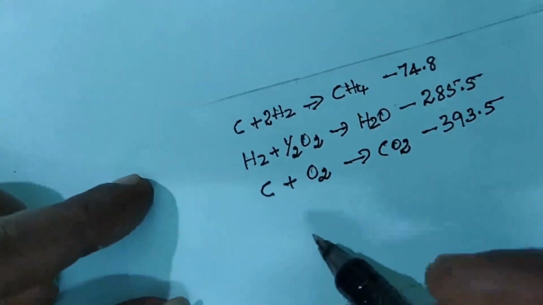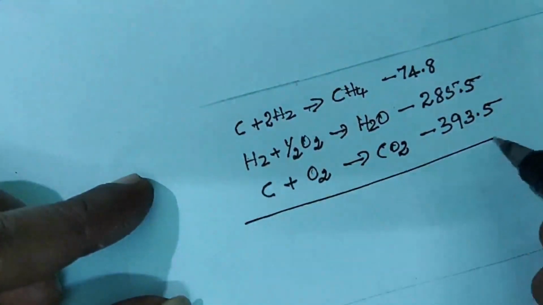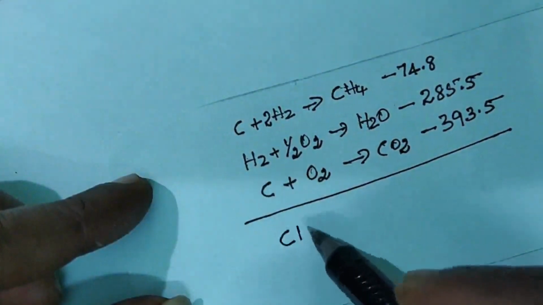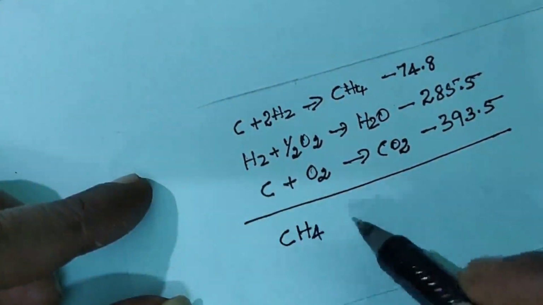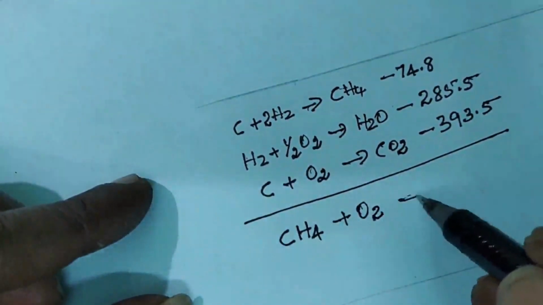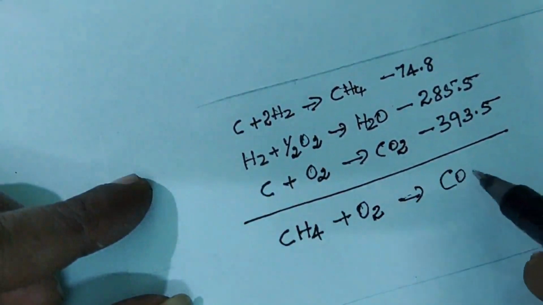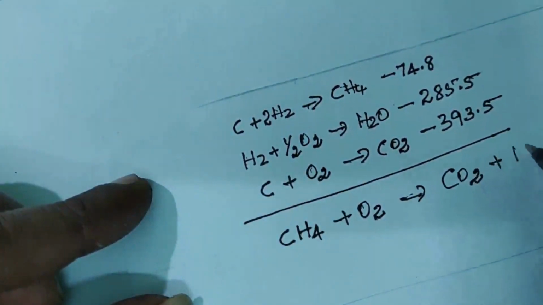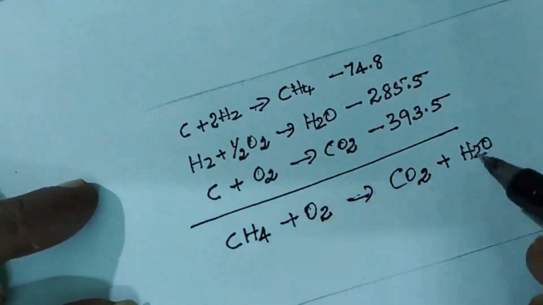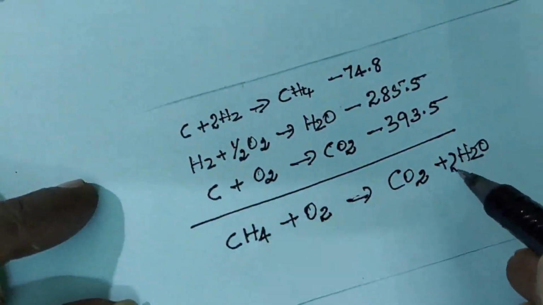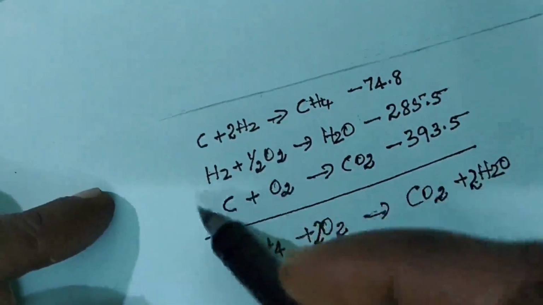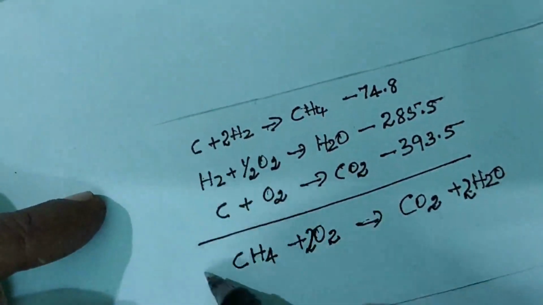So by using this data, calculate the combustion of methane. Combustion of methane means CH4 burning. The products are carbon dioxide and water. Balance the equation: CH4 plus 2 O2 gives CO2 plus 2 H2O. So by using the given data, calculate this value.